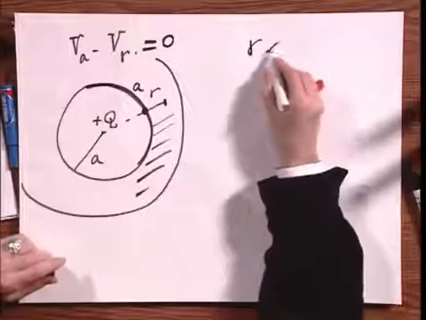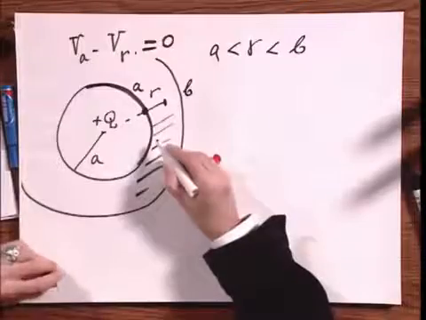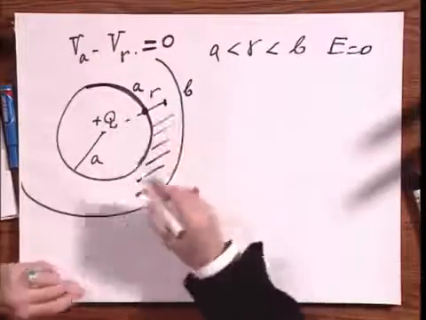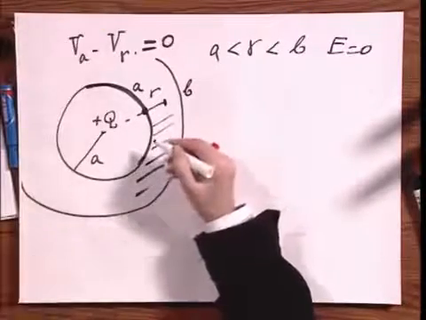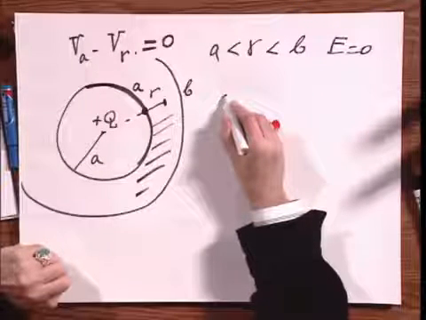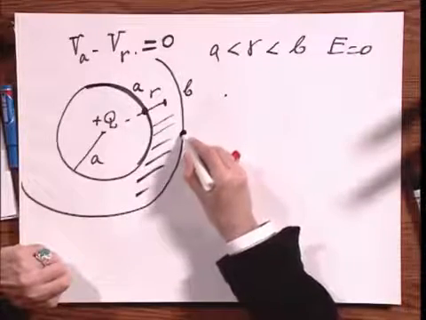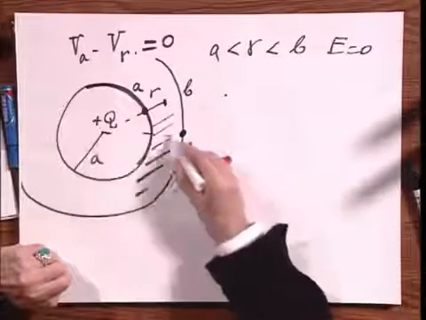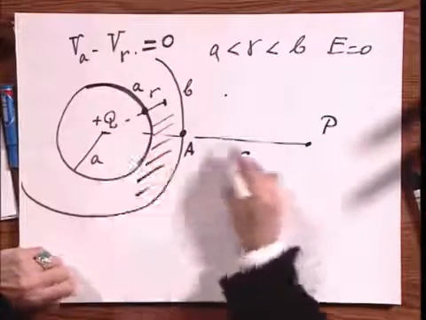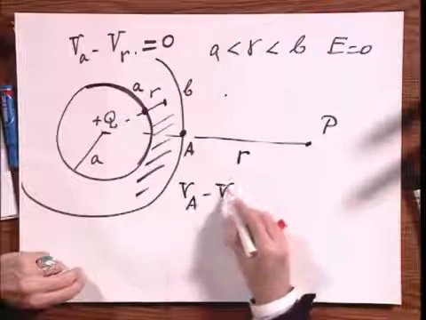What now is the situation when I am anywhere between A and B? Well, again, E then must be 0, because it's 0 everywhere in the metal. The metal is an equipotential. What now is the potential difference between a point B, say here, I call this point A, at the surface B, and some point P, which is at a distance R from the center? What now is VA minus VP?